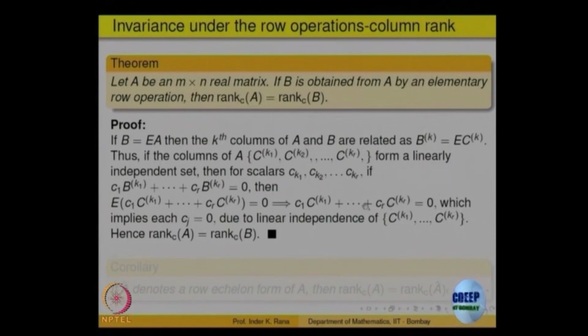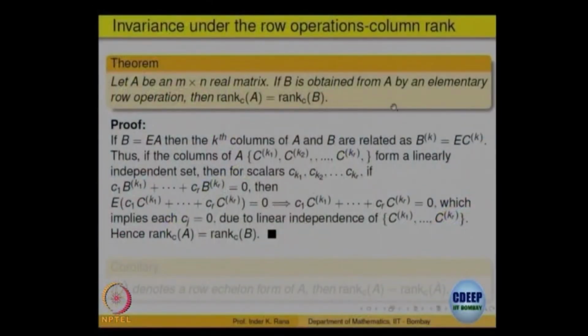That means all the scalars C1, C2, Cr must be 0. So, what we have shown is if C1 Bk1 plus Cr Bkr is 0, then all are 0, provided the original ones were linearly independent, right. So, this is a proof by saying that if you start with some collection of linearly independent columns of A and transform them by elementary row operations, the transformed corresponding columns still remain linearly independent.